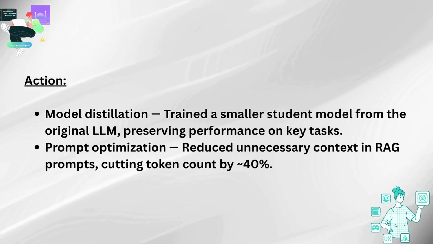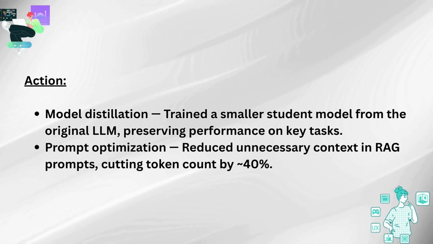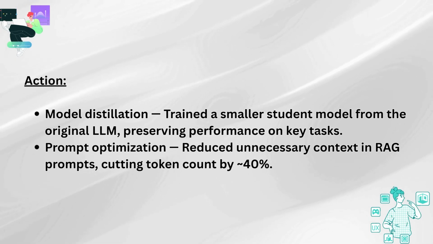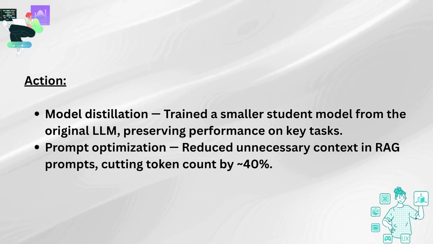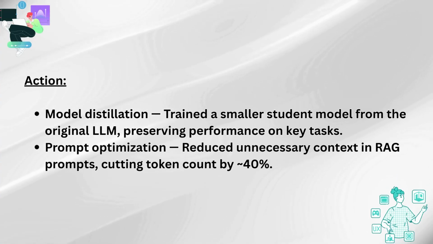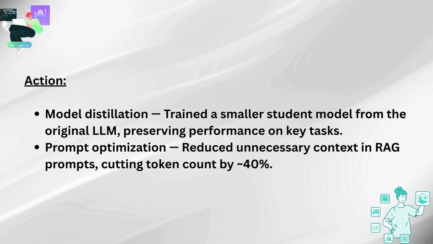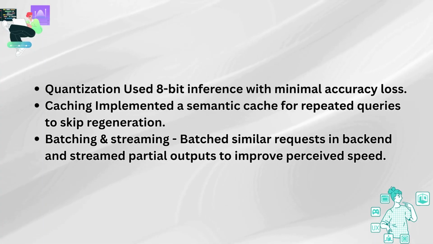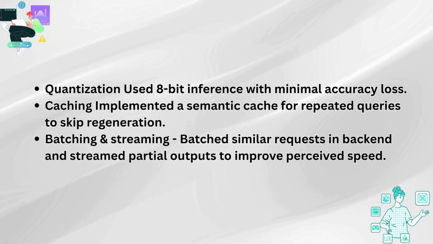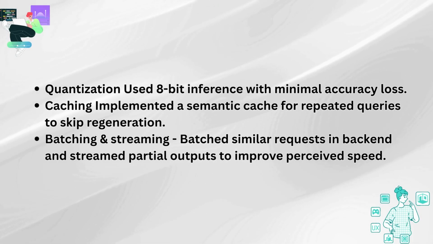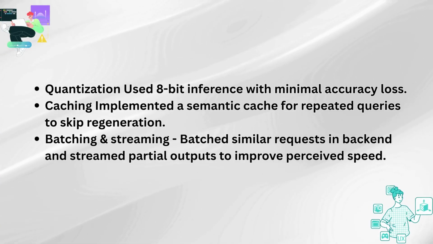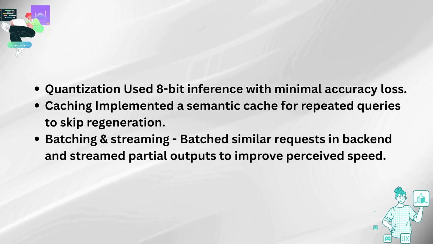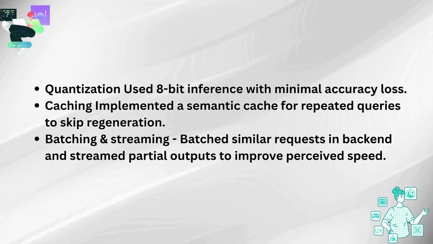Action: model distillation. Trained a smaller student model from the original LLM, preserving performance on key tasks. Prompt optimization: reduced unnecessary context in RAG prompts, cutting token count by approximately 40%. Quantization: used 8-bit inference with minimal accuracy loss. Caching: implemented a semantic cache for repeated queries to skip regeneration. Batching and streaming: batched similar requests in the backend and streamed partial outputs to improve perceived speed.